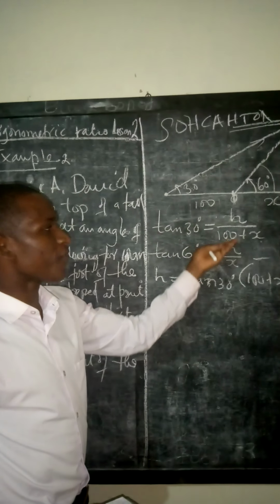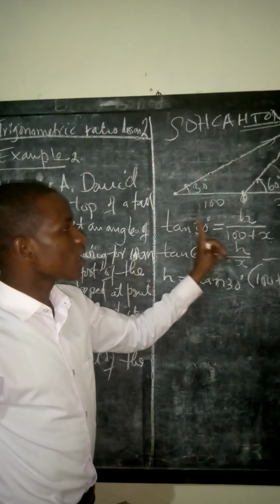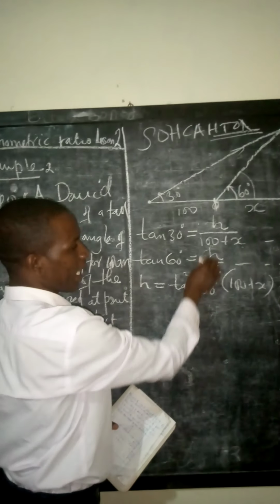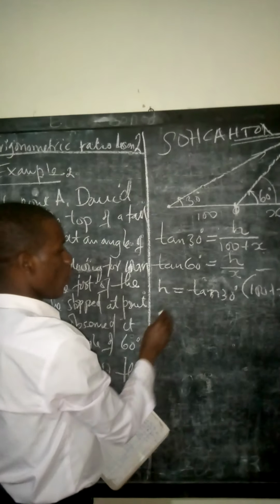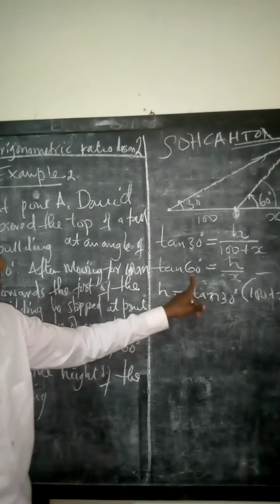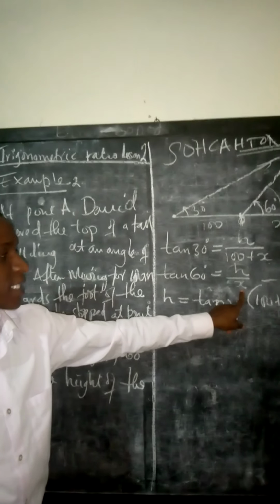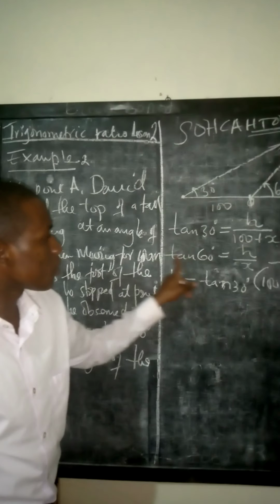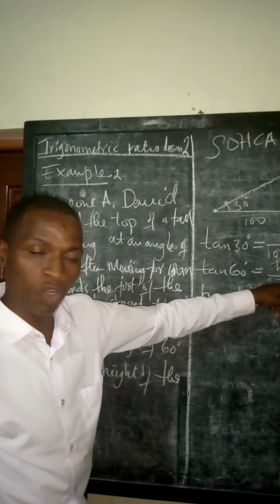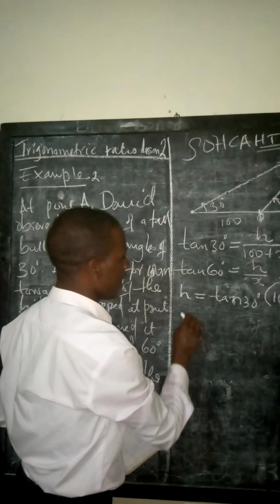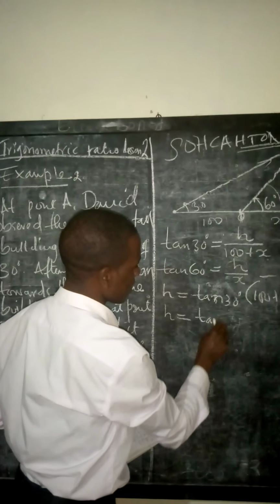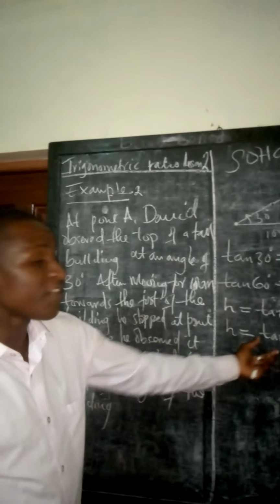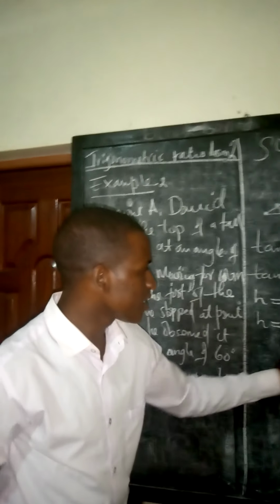Therefore, h in our first equation is equal to tan 30 multiplied by this denominator here. This is what we've done here. So we can also make h the subject of the formula in the second equation, where tan 60 degrees is equal to h over x. We multiply by x on both sides, so that we are left with h on one side, such that h is equal to tan 60 degrees x.